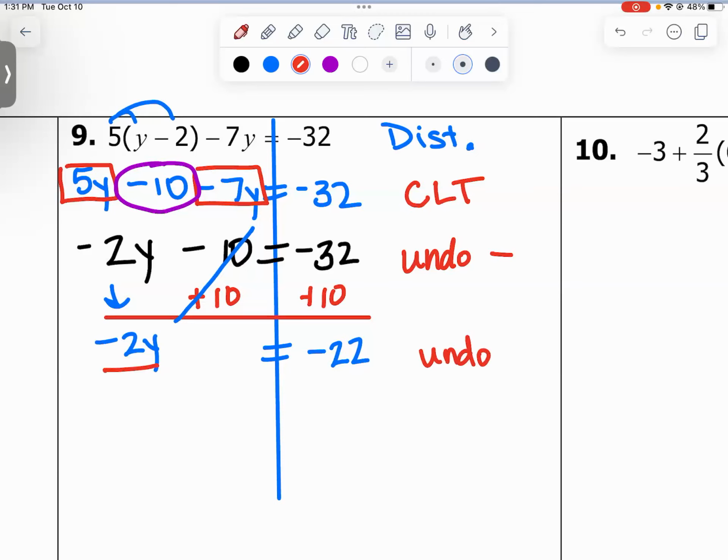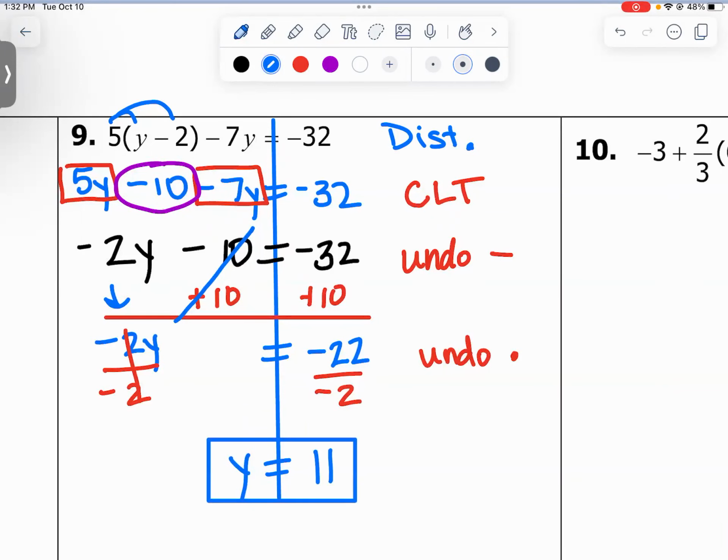Divide by what? Negative 2. We need to divide by negative 2 to get our answer of 11. Wait, hold up. It's going to be positive because negative 22 divided by negative 2 is going to give us positive 11.